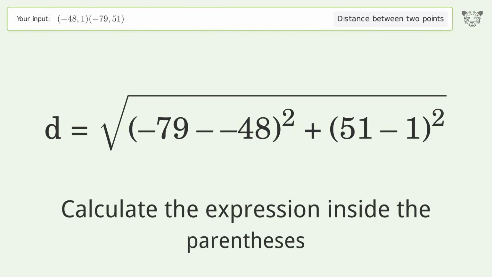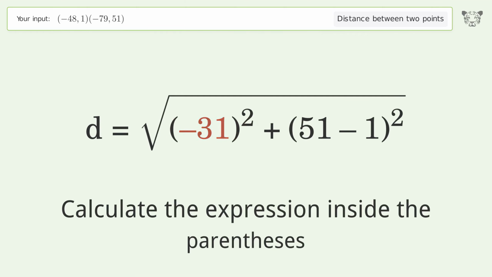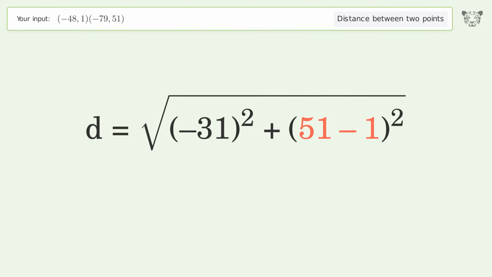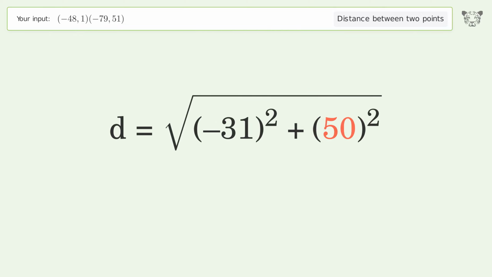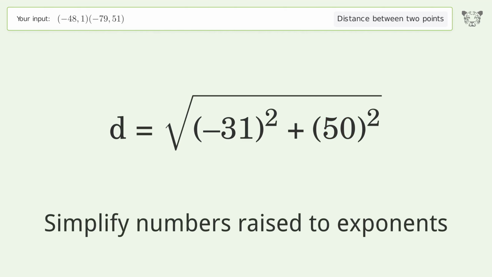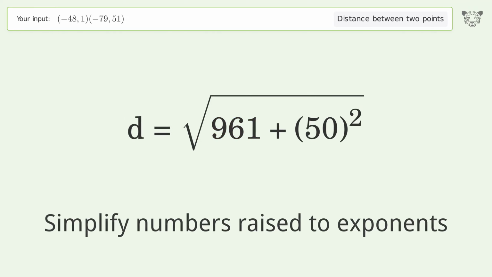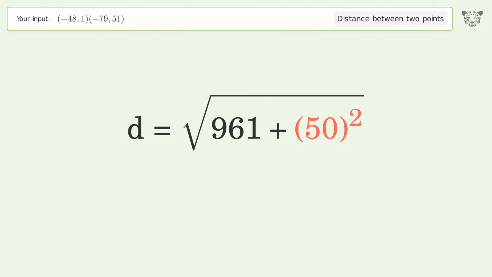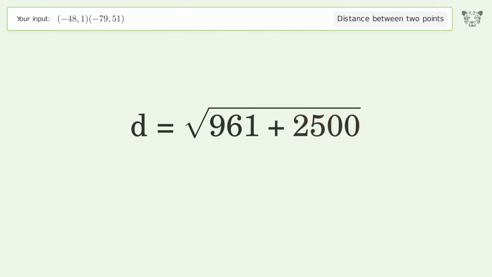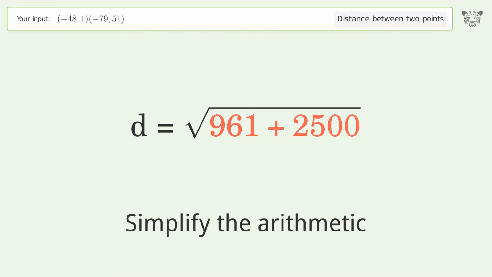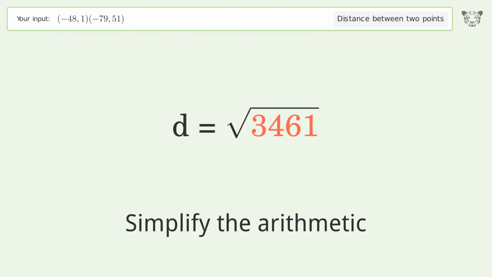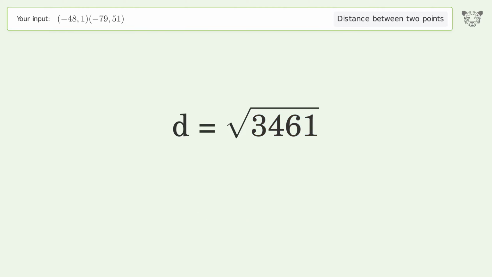Calculate the expression inside the parentheses. Simplify numbers raised to exponents. Simplify the arithmetic. And so the distance between the 2 points is the square root of 3,461, or 58.83.